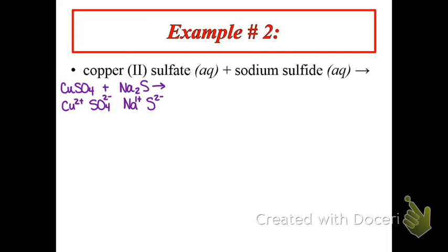Now, copper has a 2 plus charge. It was originally hooked up with the negative charge of the SO4. It doesn't like the SO4 anymore, so it's going to go hook up with the other negative charge possible, which is the sulfur. So we're going to hook up Cu with a 2 plus and S with a 2 minus. That's going to result in CuS.